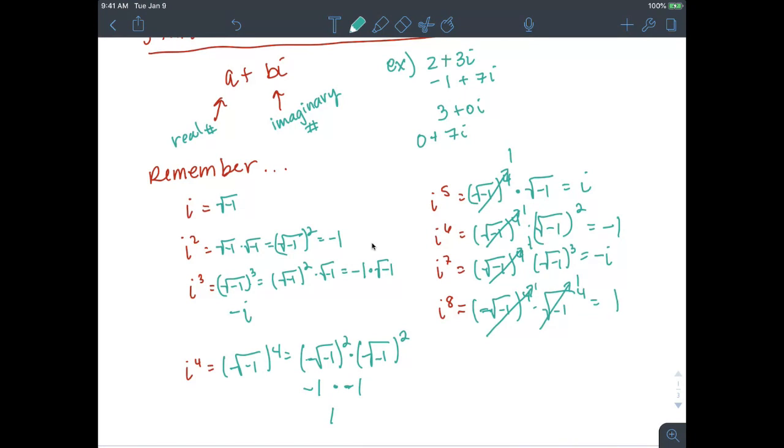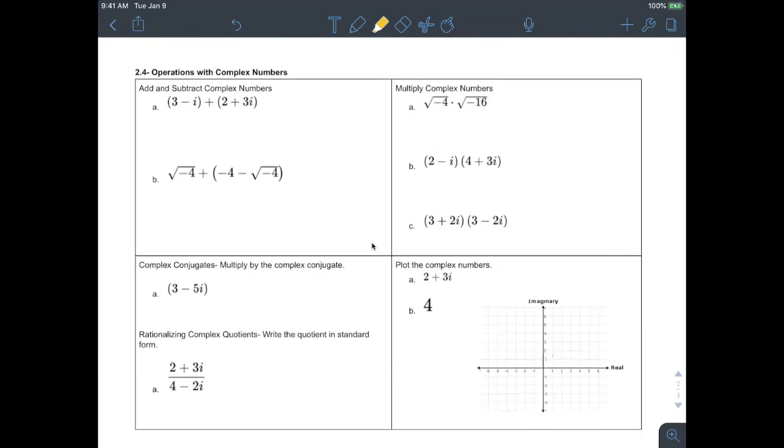This pattern just keeps repeating over and over. So we get i, negative 1, negative i, 1. i, negative 1, negative i, 1. So that's a fun fact.